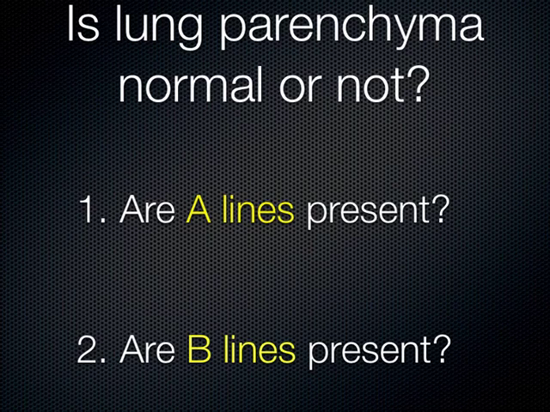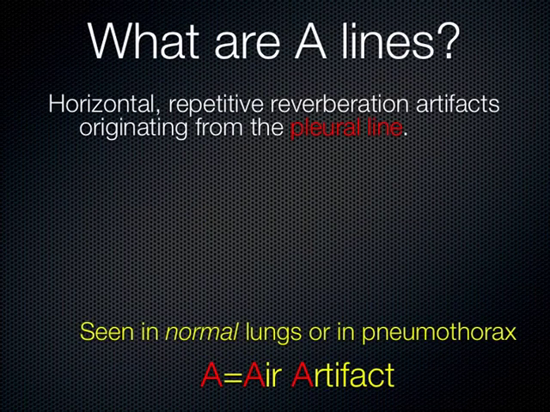A lines are horizontal artifacts. They're repetitive, they're from reverberation due to ultrasound waves that have gotten trapped at the pleural line. So anytime you have two substances or tissues next to each other that have a really different acoustic impedance, for instance, pleural line and air right next to it, that sets up a reverberation at that interface.